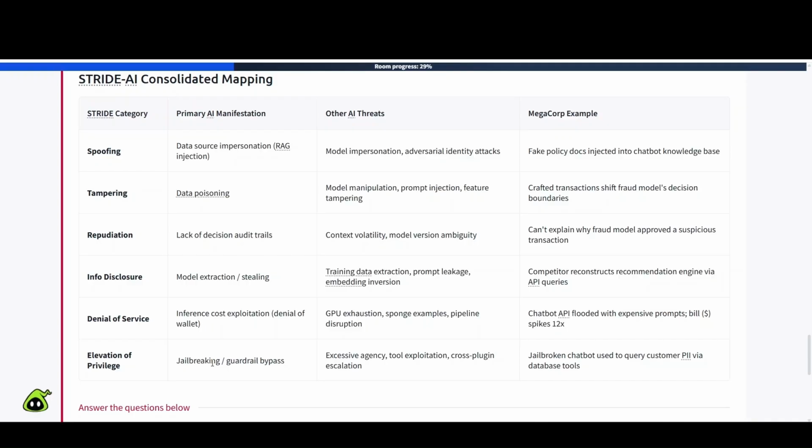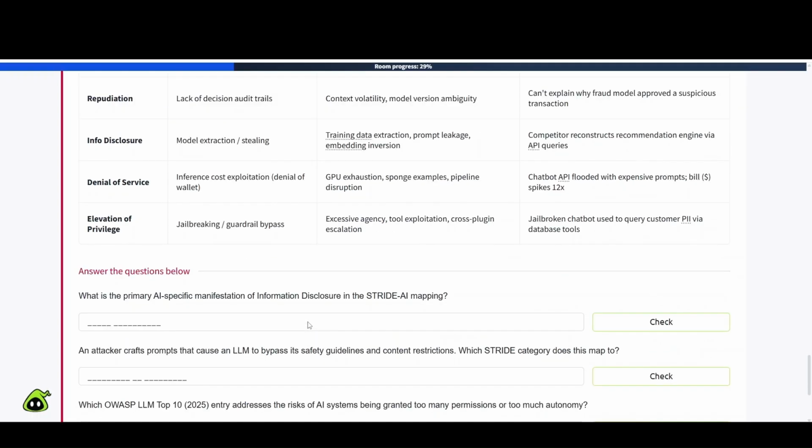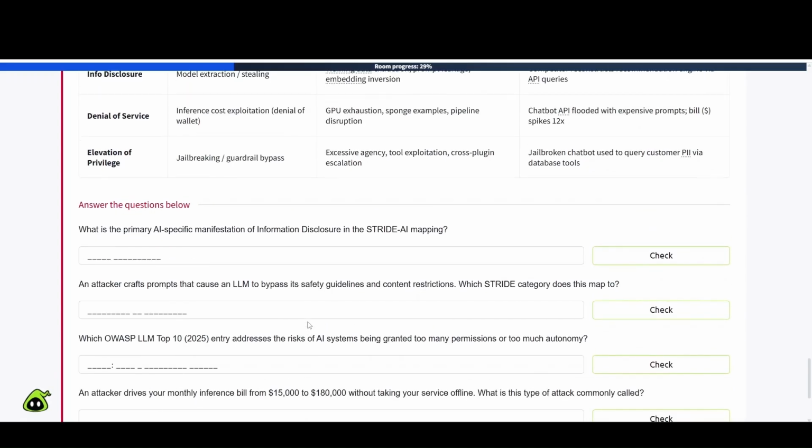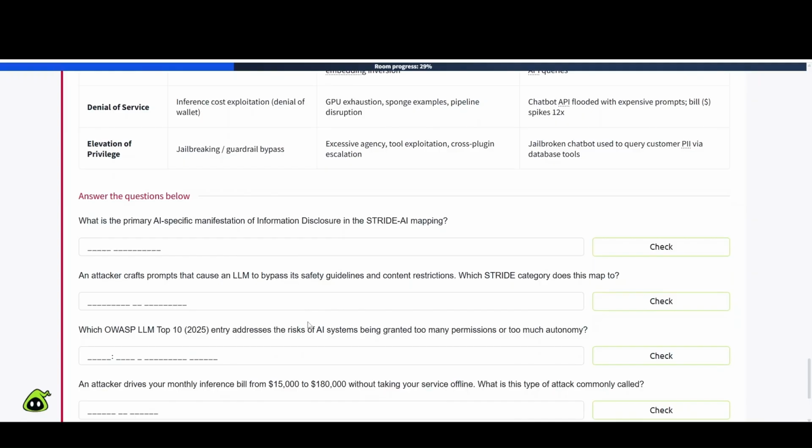Elevation of privilege, jailbreaking / guardrail bypass, excessive agency, tool exploitation, cross plugin escalation, jailbroken chatbot used to query customer PII via database tools. Sweet. Okay, so once again, we have some questions here, so go ahead and pause the video and try to answer them yourself and come back and we will proceed forward.